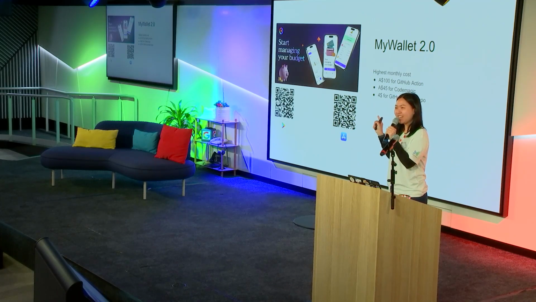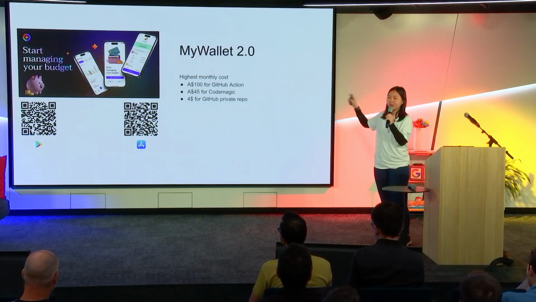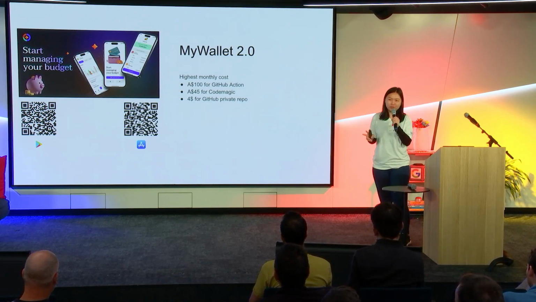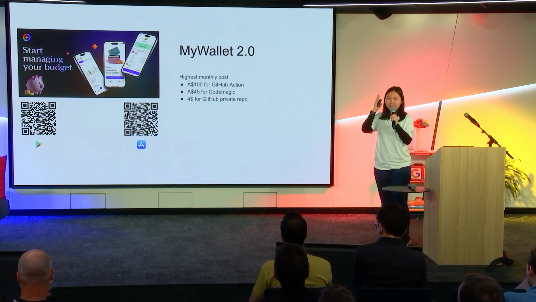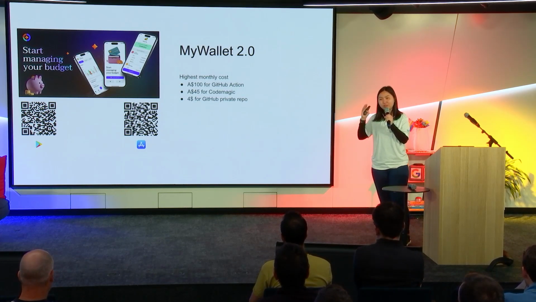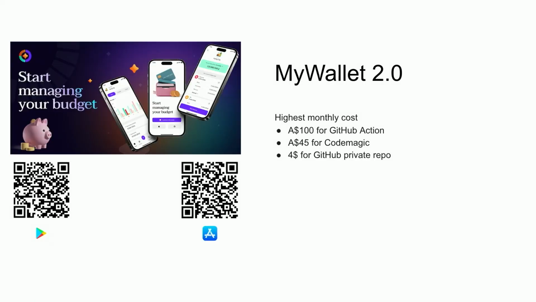The problem that I faced is when I rewrote my app, my wallet suffered. At that time, we had only 2 developers, me and another guy. And the 2 of us worked at most 20 hours per week, and sometimes we skipped work. And the cost per month is still $100 for GitHub Actions, $45 for Codemagic, $4 for a GitHub private repo. That is the monthly pay that we have to pay, with only 2 of us, less than 20 hours per month. That is too high for us.